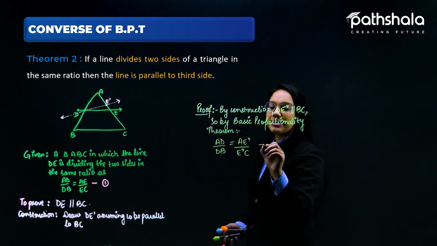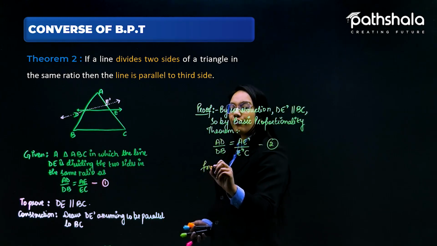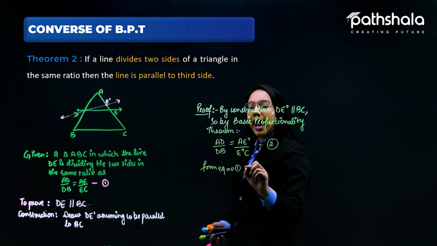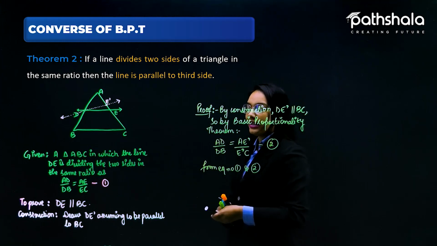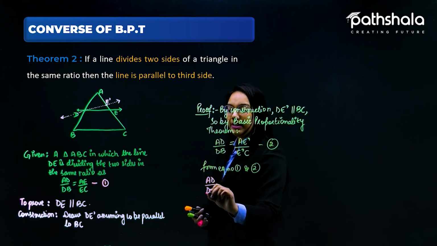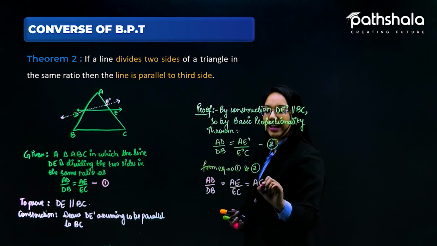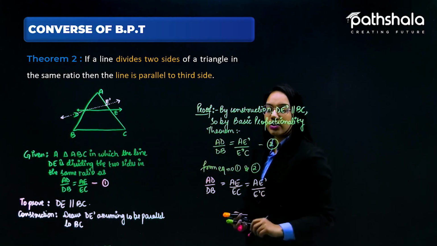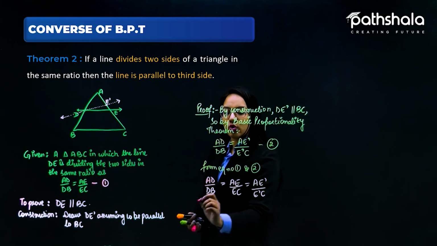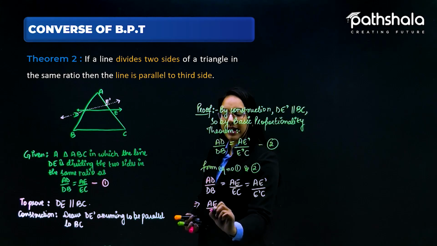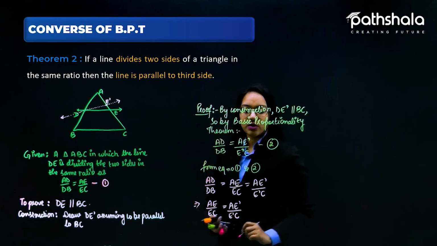Let us call this equation number 2. So what can we say from equation 1 and equation 2? We can say that AD by DB is equal to AE by EC, which is also equal to AE dash by E dash C. This comes from equations 1 and 2. Taking these two conditions, it implies AE by EC is equal to AE dash by E dash C.